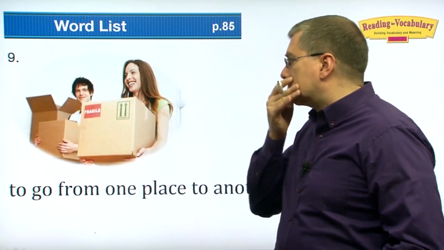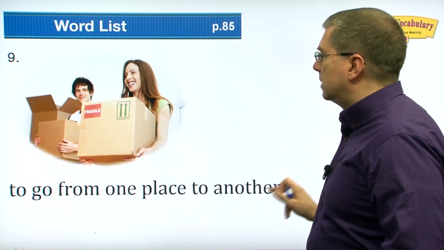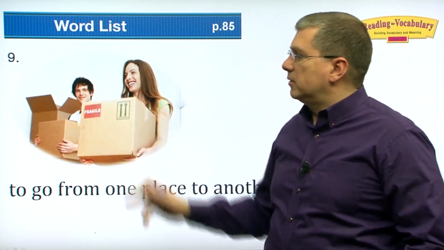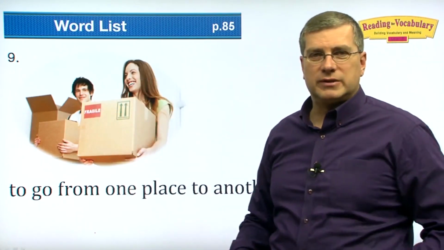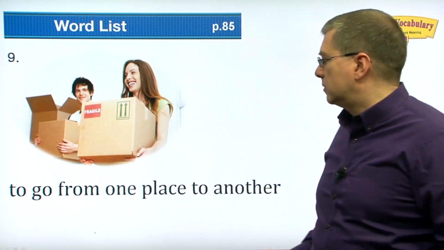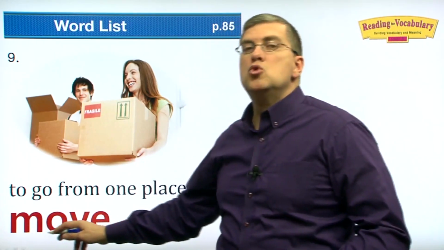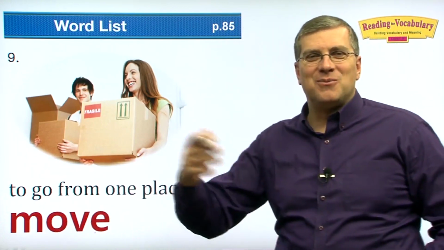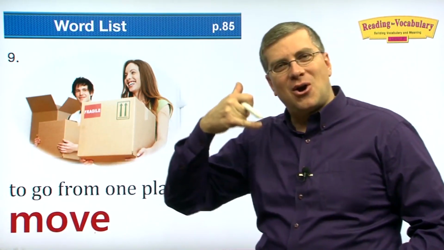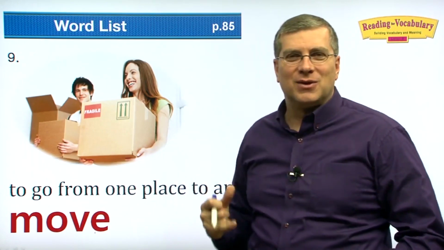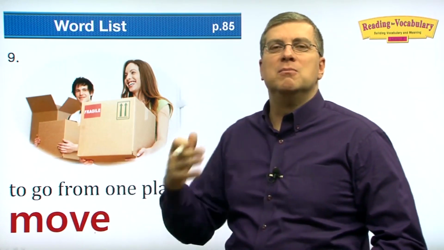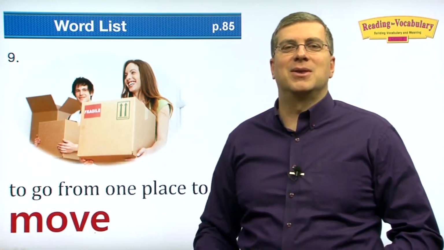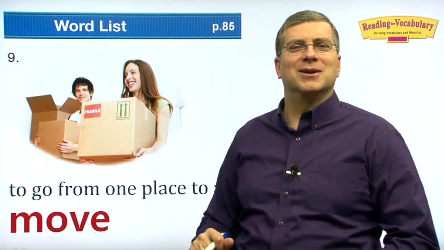Next one is 9. To go from one place to another. So what are these people doing? They're putting their stuff in boxes. They're going from one place to another. They're moving, right? You're moving from one place to another. So you call a company that will help you move from one place to another. I think you say isa in Korea, right?